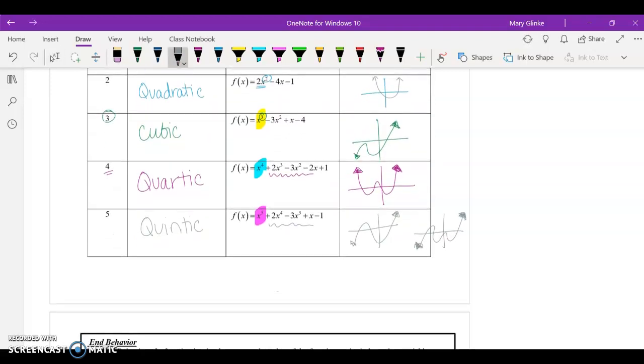For naming polynomials, you don't just have x to the fifth as your highest degree. They keep going, so there's 6 and more. So anything that's 6th degree or higher, we're just going to call it the nth degree.